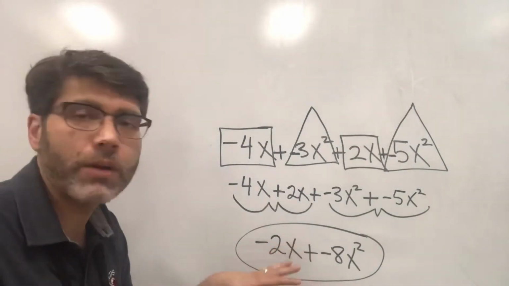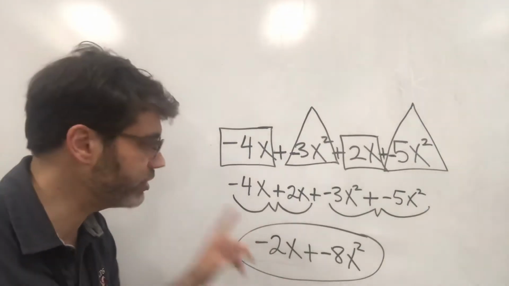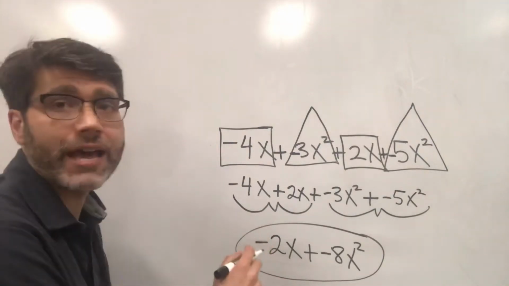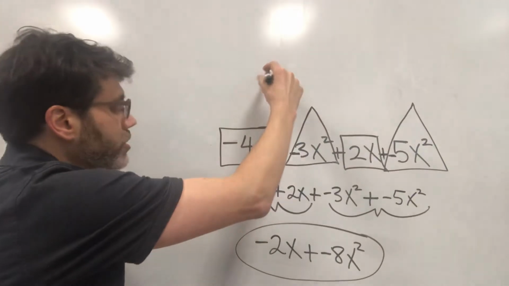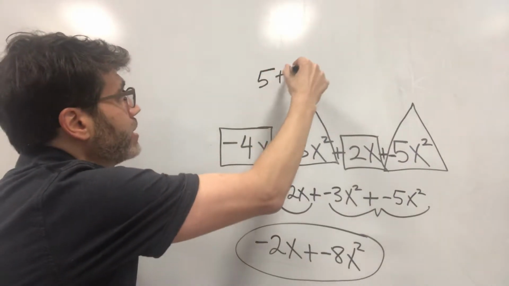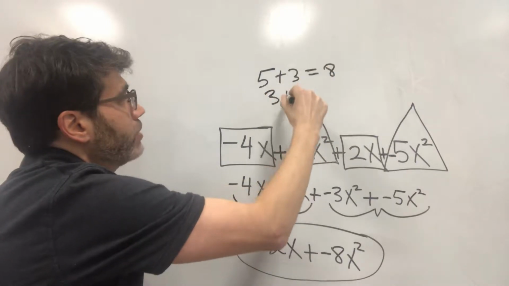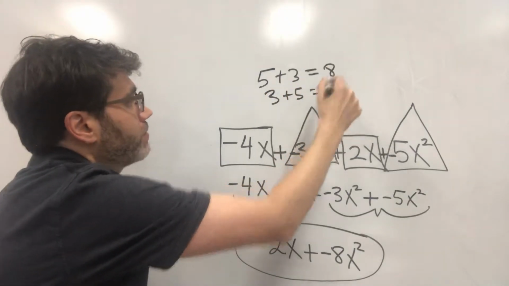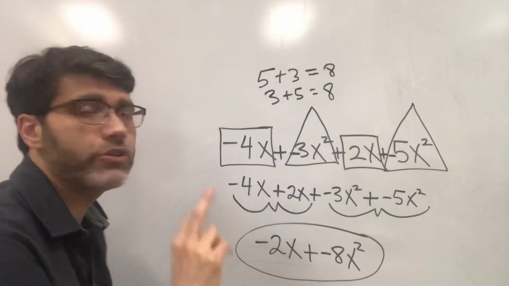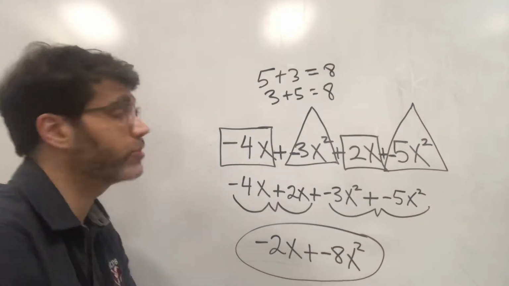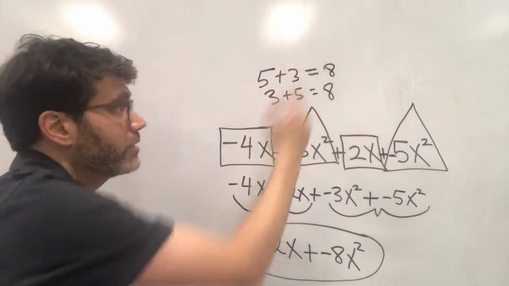So I want to show you a couple of ways that this also might be written. First of all, when you add 5 plus 3, and that's 8, do you also see that I could have added 3 plus 5 and it also would have been 8? This is called the commutative property of addition. So you can swap things and it still comes out to the same answer.